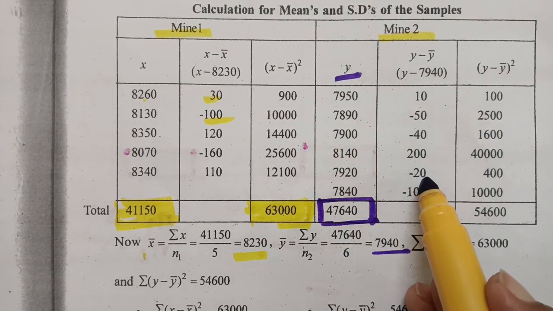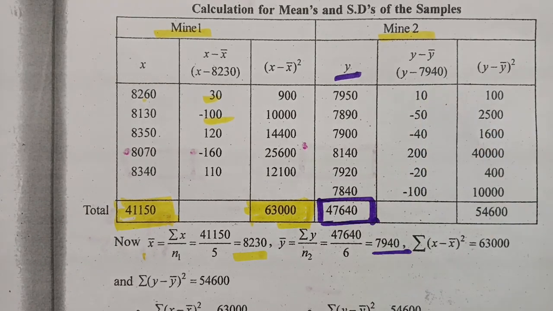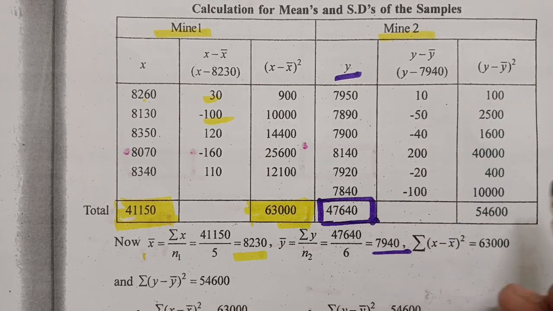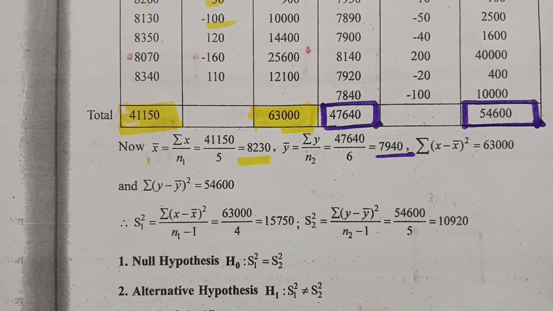Likewise we have to subtract each and every value from 7,940, and we have to make a square. And next we have to make an addition.